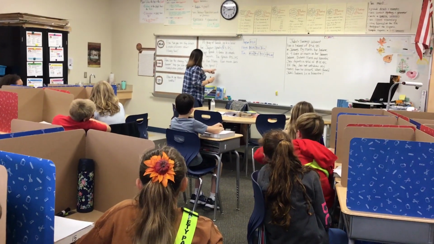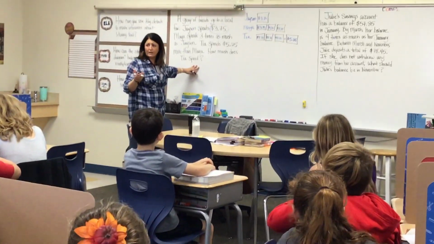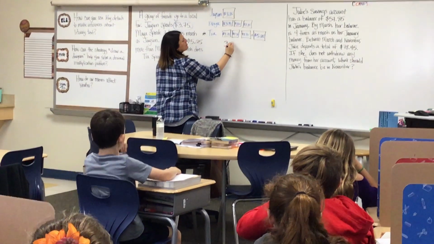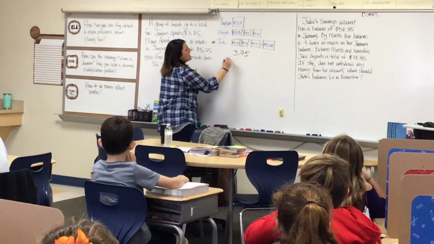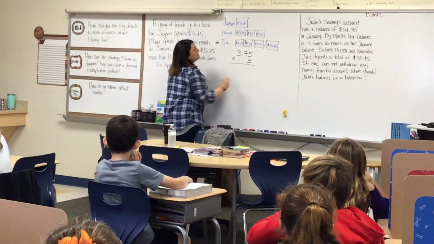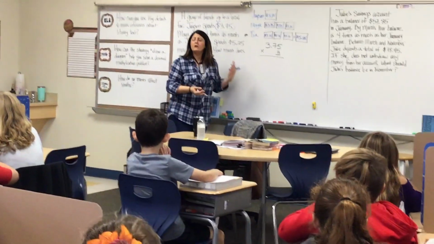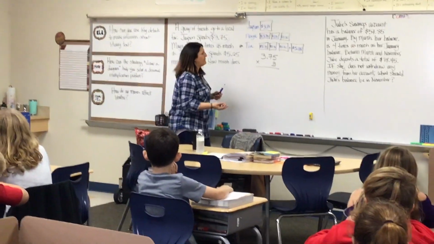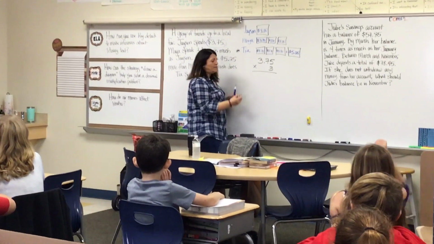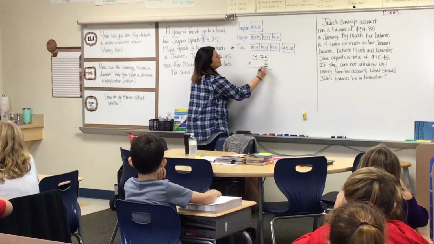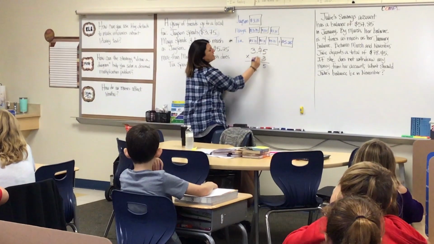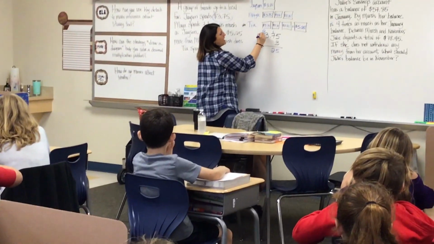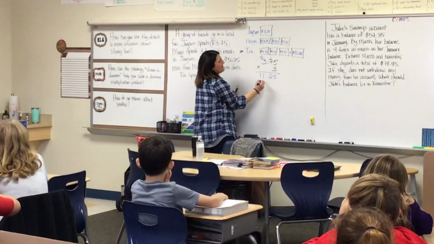The question does say, how much does Tia spend? So we are in fact solving for Tia. That means we need to take her $3.75 and multiply it times 3. We could add it 3 times, however, multiplication is a shortcut for repeated addition. We love shortcuts in math, we want to take advantage of them. 3 times 5 is 15. We record the 5, regroup the 1. 3 times 7 is 21, plus 1 is 22. Record the 2, regroup the 2. 3 times 3 is 9, plus 2 is 11.